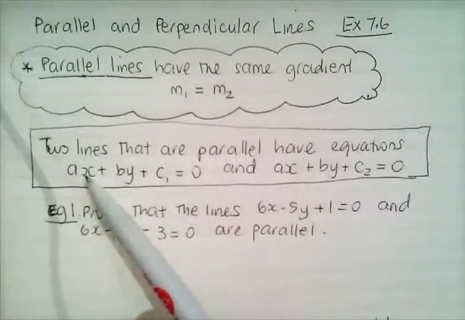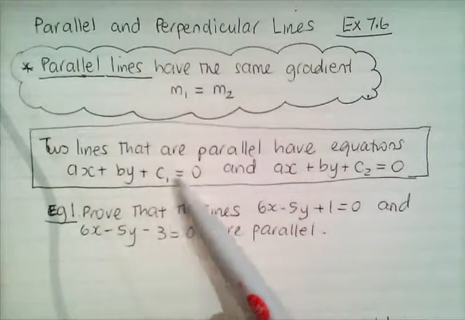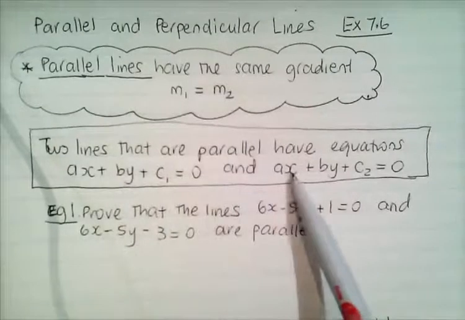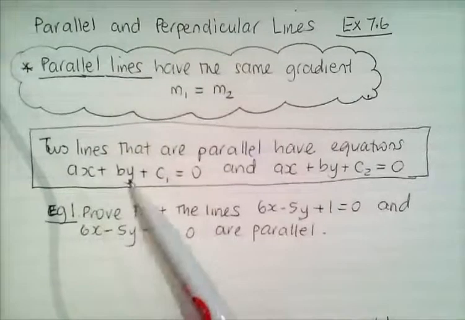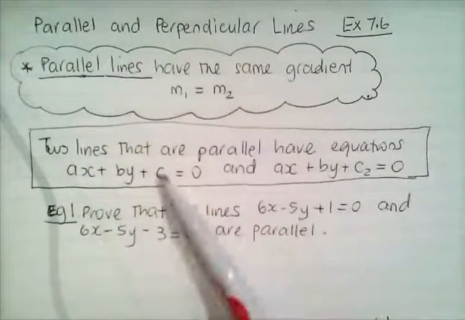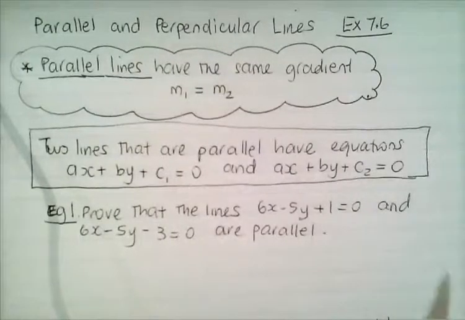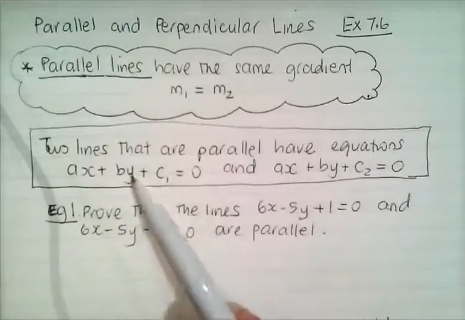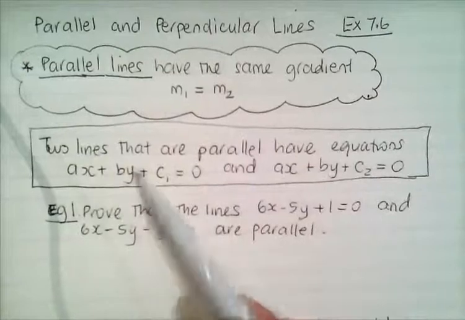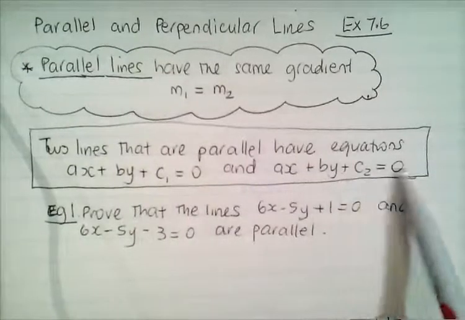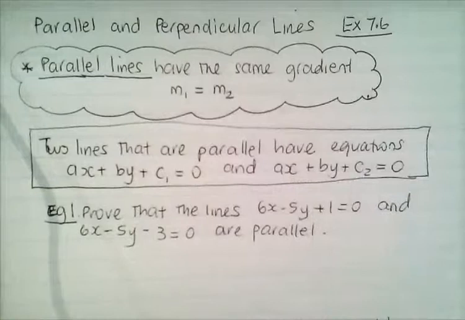Now, if you see ax plus by plus c1 equals 0, and ax plus by plus c2 equals 0, notice the ax plus by bits are identical, but the two lines just have a different constant. So if the lines are written in general form like this, the equations will look identical apart from the constant term. The term in front of the x and the term in front of the y will both be the same, but the constant term will be different.